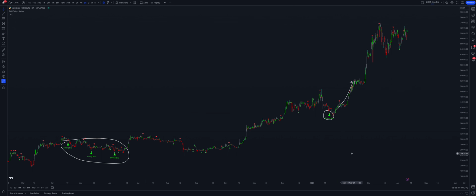Now guys, I am not kidding when I say this strategy is extremely overpowered. All you need to do is wait for a buy signal and just buy and hold and wait for your profits to roll in.